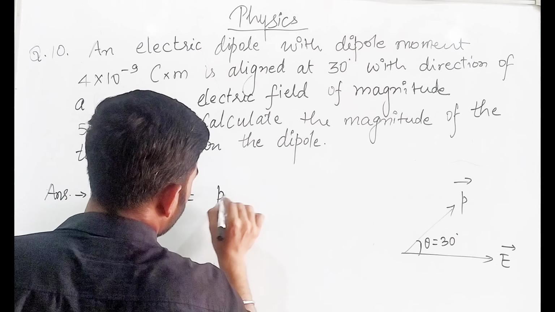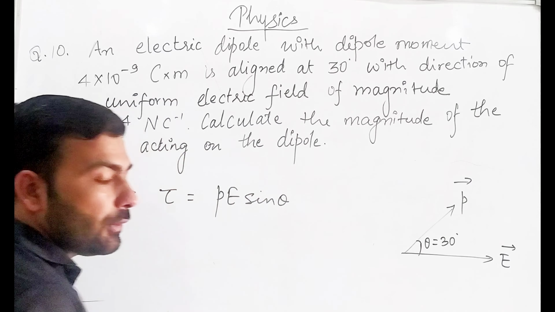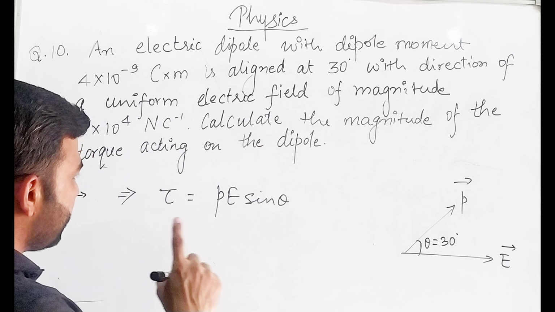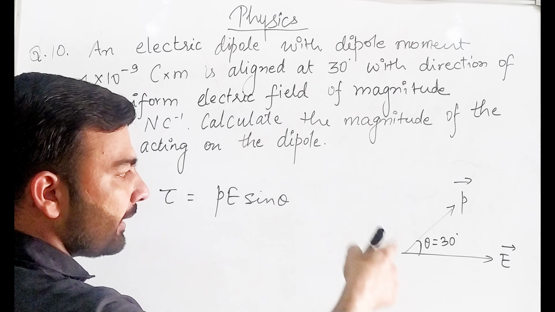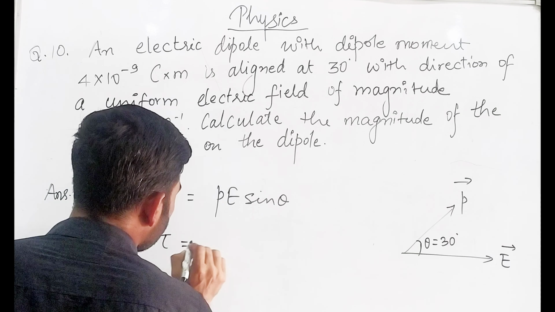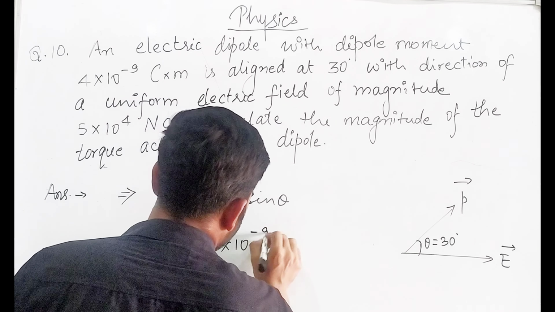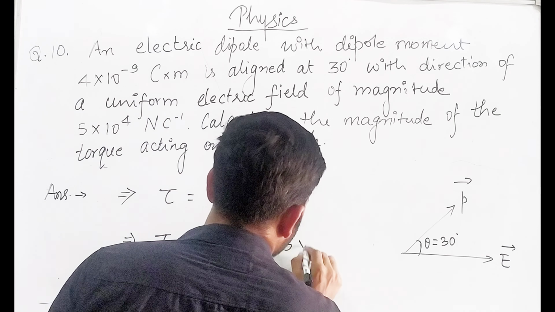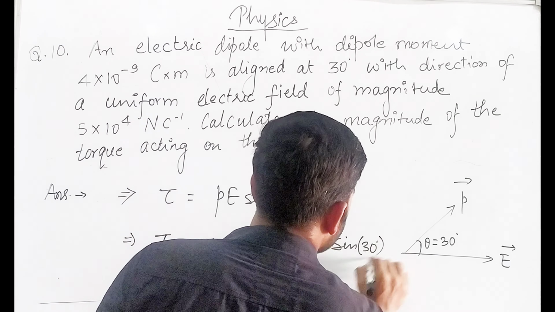tau equals to PE sin theta. As we know that in the vector form tau is P cross E vector. When we take its magnitude form, it is PE sin theta, where theta is the angle between P vector and E vector. Now all the things are given, so we can put them into the equation. P is 4 into 10 to the power minus 9 into the value of E is 5 into 10 to the power 4, and sin theta is sin 30 degree.